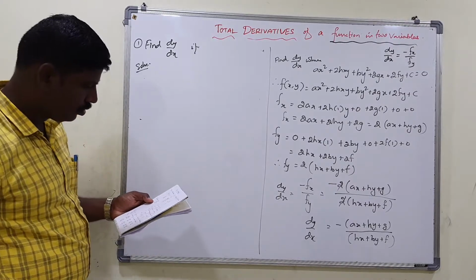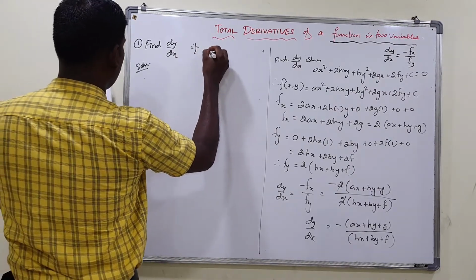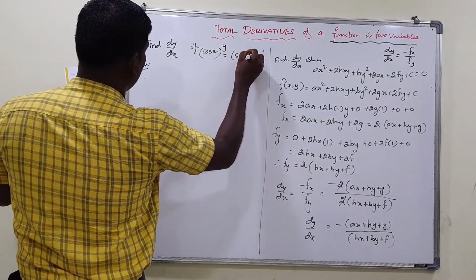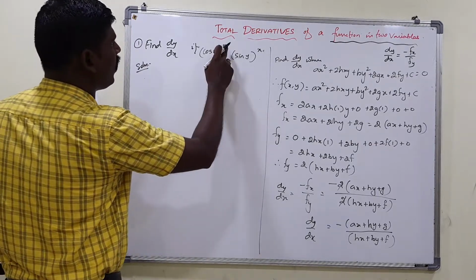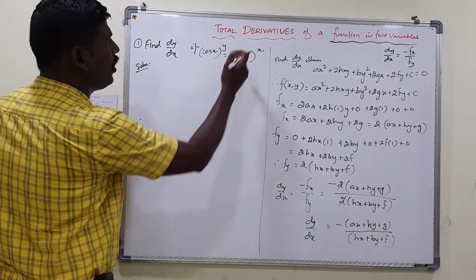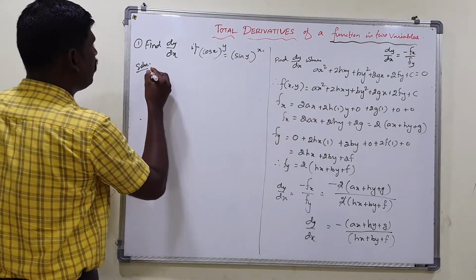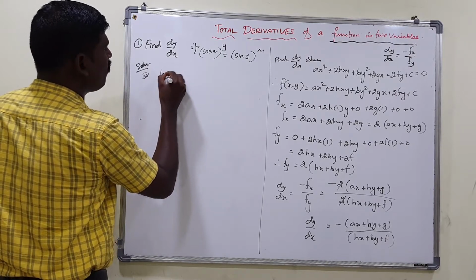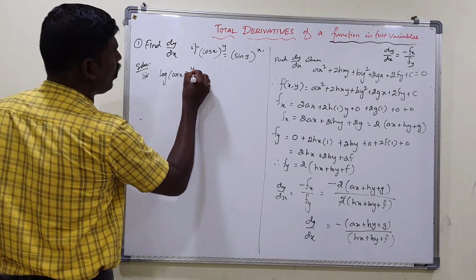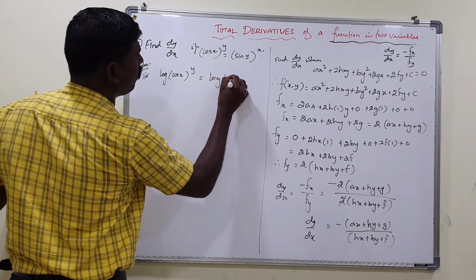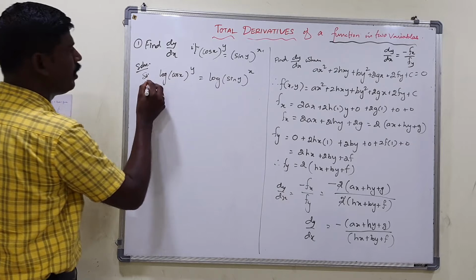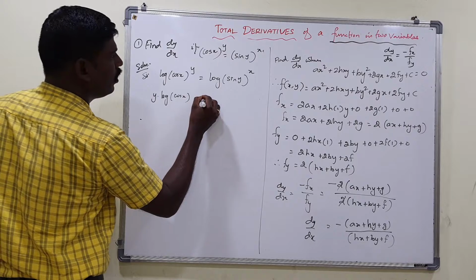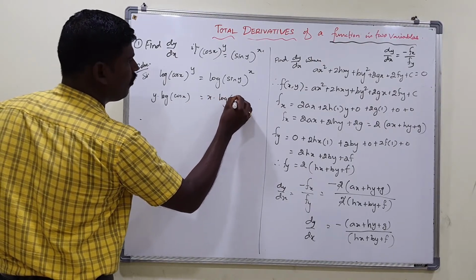So take the next one. If cos x to the power y is equal to sin y to the power x, right? So the functions x and y are in the powers. To reduce the power, take log on both sides. Solution: just taking log on both sides, what will we get? Log of cos x to the power y equal to log of sin y to the power x. So this y can be taken out, y into log of cos x, isn't it? Equal to x into log of sin y.